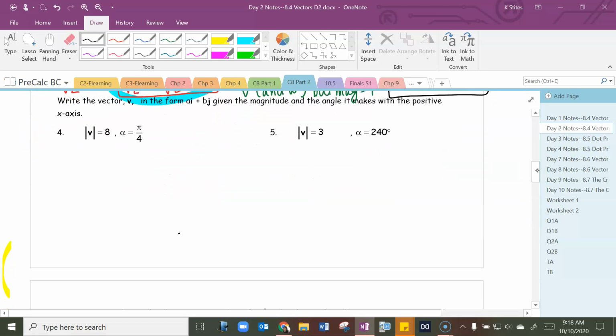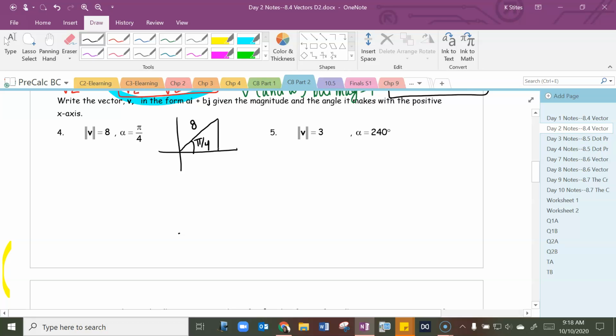All right, next, we're going to write the vector V in the form ai plus bj, given the magnitude and the angle it makes with the positive x-axis. All right, so let's take a look at this. The magnitude is 8 and alpha, which is our angle, is pi over 4. So that would be like here, and this magnitude is 8.